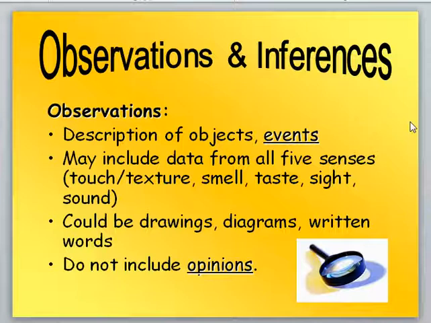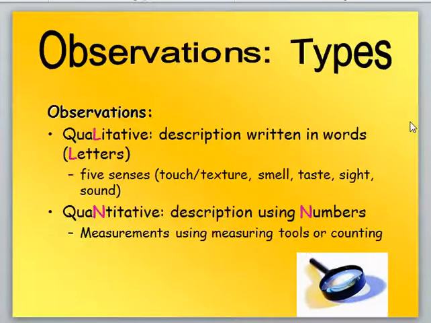This can be any description of an object or event that's occurring, and it usually includes data from all 5 senses. The observations can be recorded as drawings or diagrams or written descriptions or words or numbers, but it's important to remember that they do not include opinions.